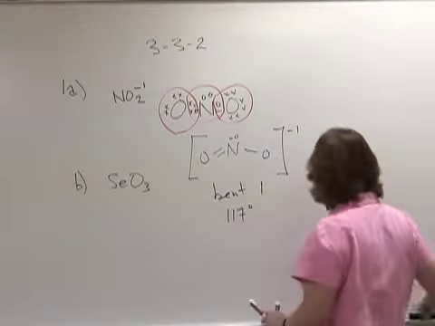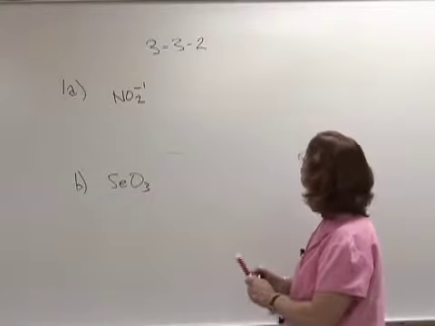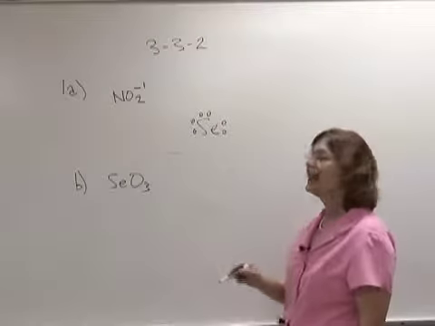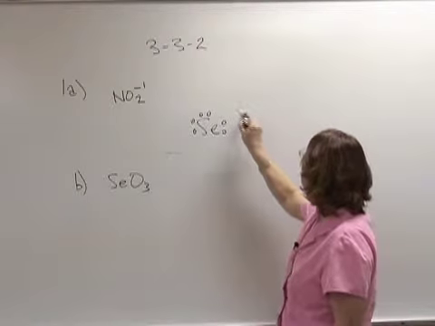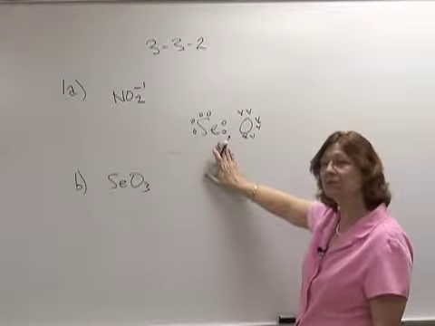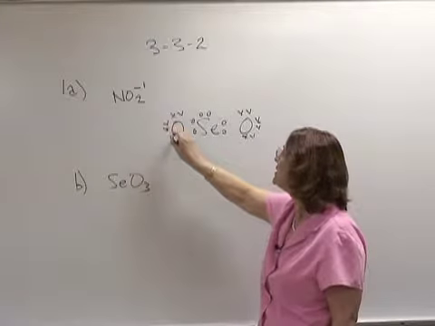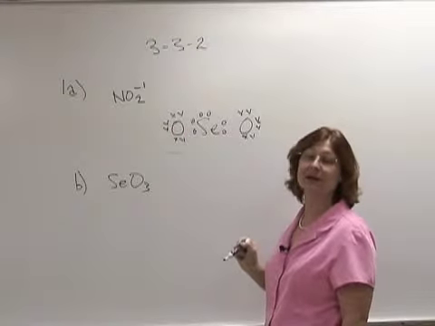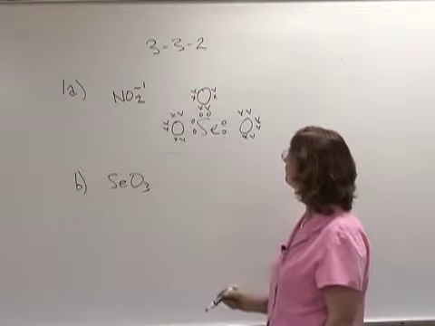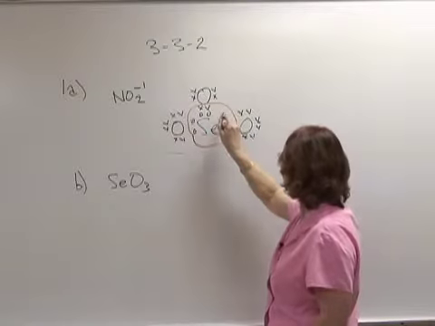In B, I have selenium, which has 6 electrons: one, two, three, four, five, six. And each oxygen has 6 electrons: one, two, three, four, five, six. Now, I first do not bond as a double bond. I'm going to do that last, when I see that I am going to need 2 more electrons to make it an octet. And so I will put these 2 to double bond. Then I have 8 electrons around my selenium and 8 around each oxygen.